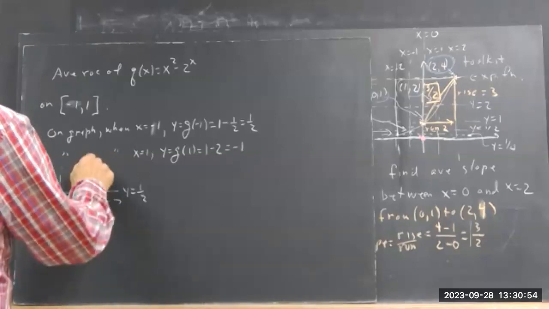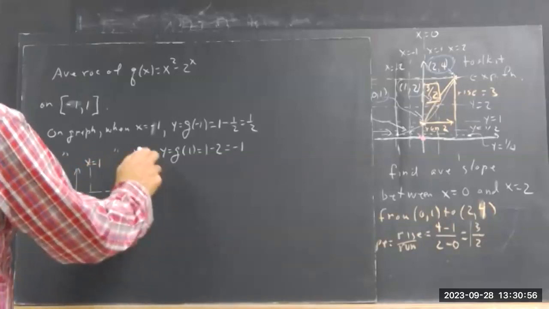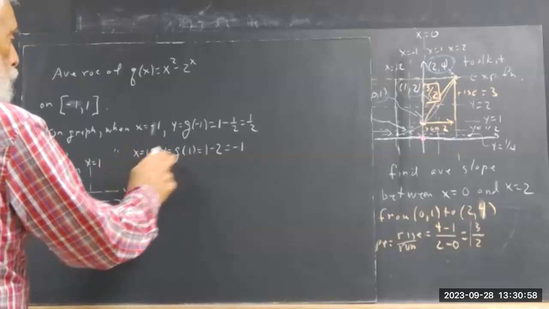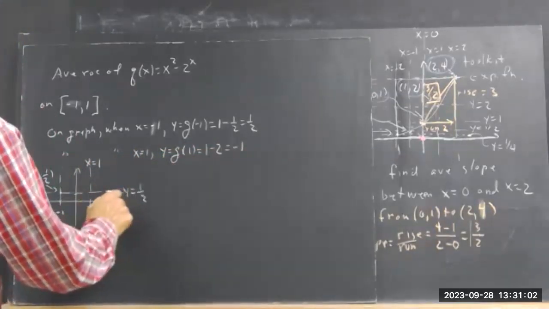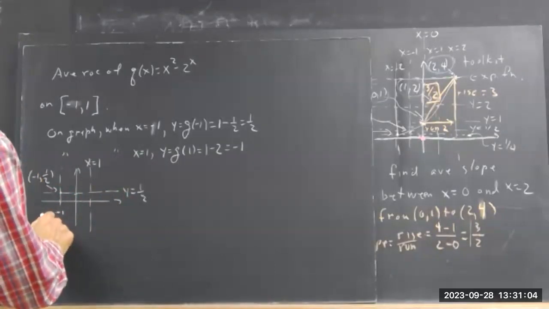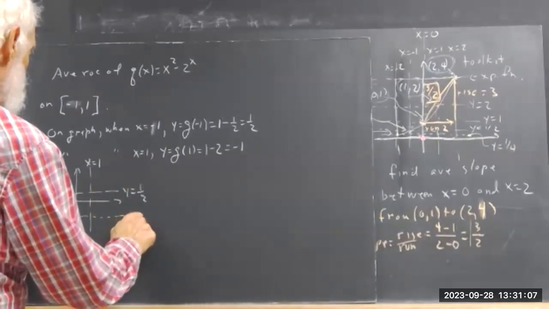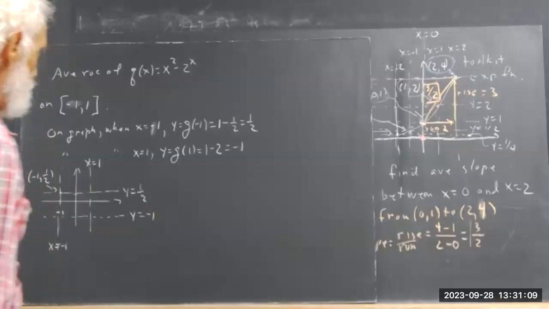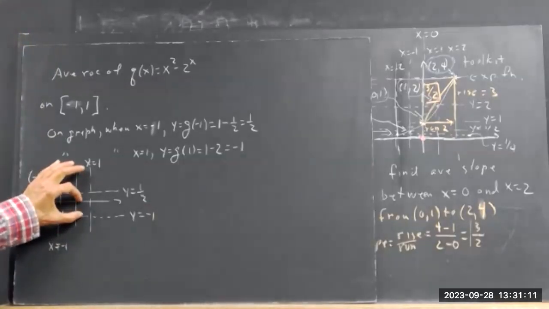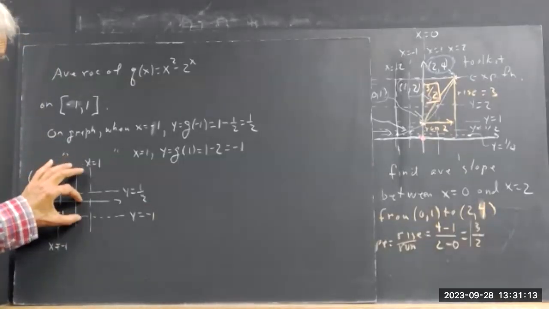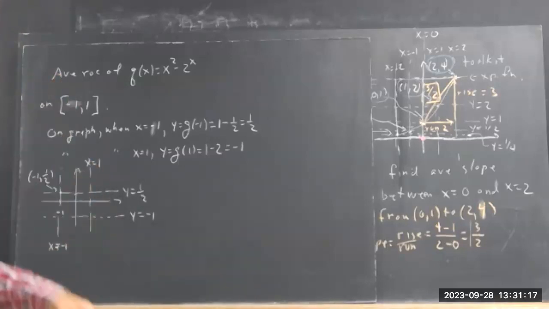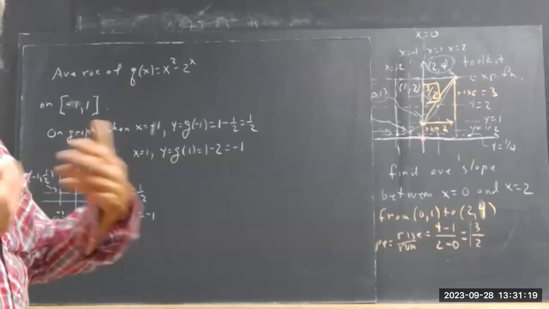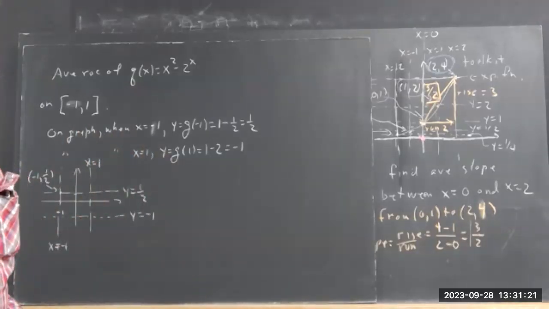So here now we have the x equals 1 line. And if x equals 1, y is negative 1. Well, if y is 1/2 here, y equals negative 1 is probably about down here. If this is 1 unit of distance here, this is half a unit, so this ought to be twice as far as this.